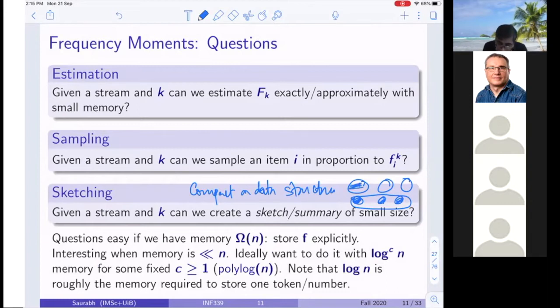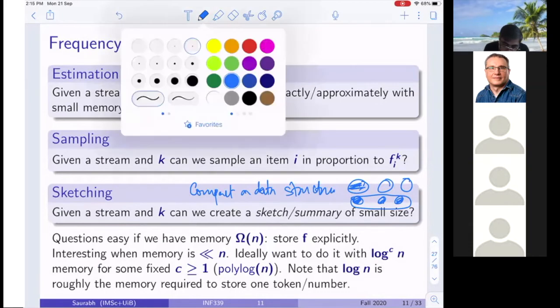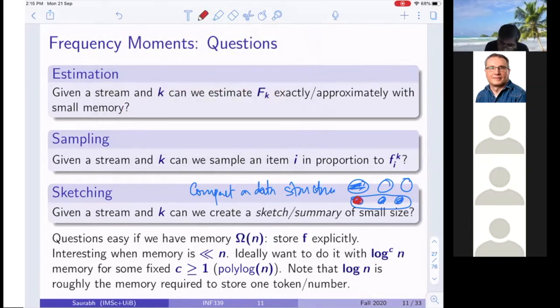So for each of these streams, I have a small sketch or small compact data structure. Now we'll just concatenate these, and then we'll prove that this is a sketch of the concatenated string. Okay. So that we can get a sketch or summary of the entire concatenated stream. So naturally, if you notice, streaming is more difficult than sampling, and sampling is more difficult than estimation.